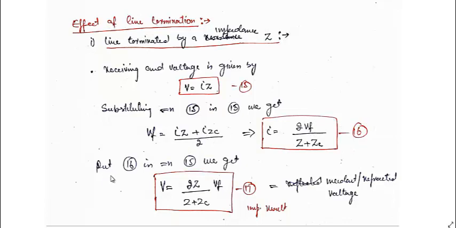Okay, put equation 16 into 15. This equation has to be put in this. So V is equal to twice Z divided by (Z plus Zc) into Vf. This is the incident voltage in terms of the forward voltage. So the incident voltage comes out to be this one.